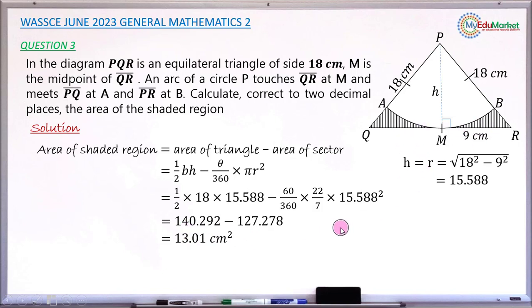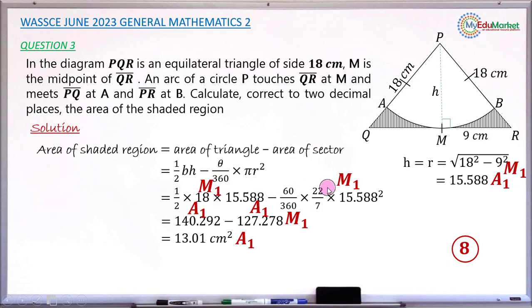Let me quickly share with you how this question was marked during the WAEC 2023 marking. The very first mark is the method mark, for using Pythagoras' theorem to get the perpendicular height of the triangle and the radius of the sector. Attempting to get it using Pythagoras' theorem, you have this method one mark. And when you have the radius of the sector as 15.588 correctly, you have an accuracy one mark. The next mark is for substituting your base and your height correctly in the formula for the area of a triangle, a method one mark.